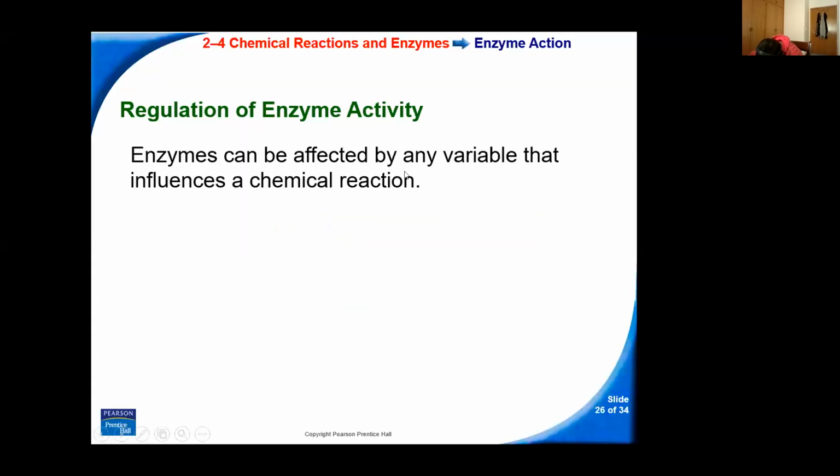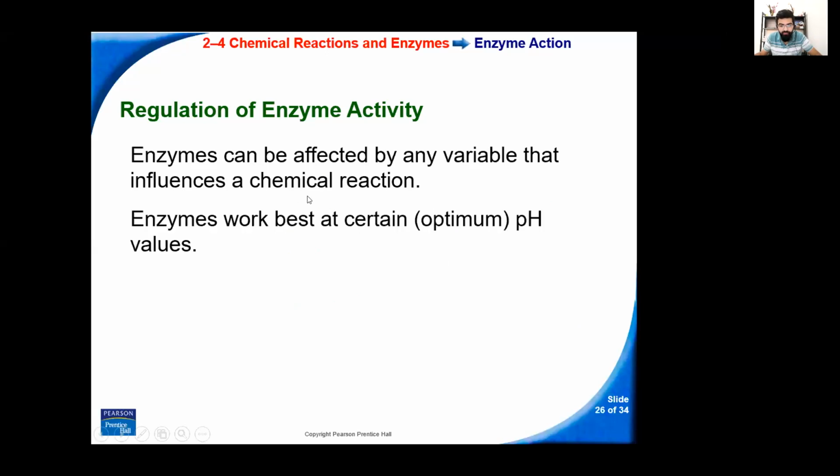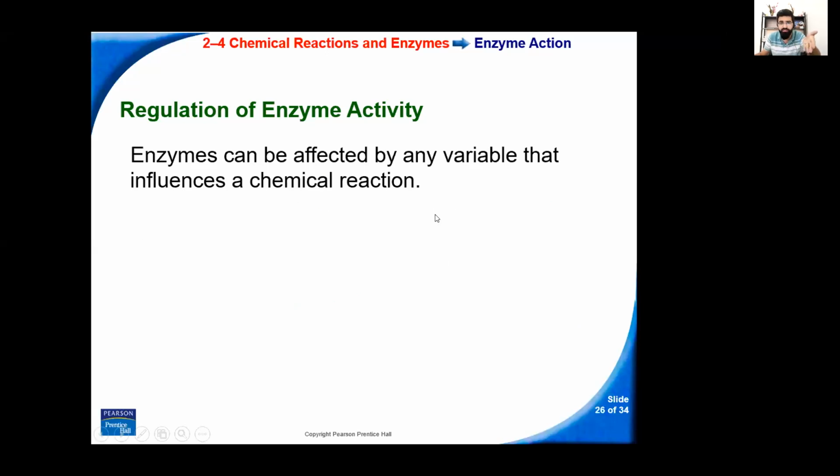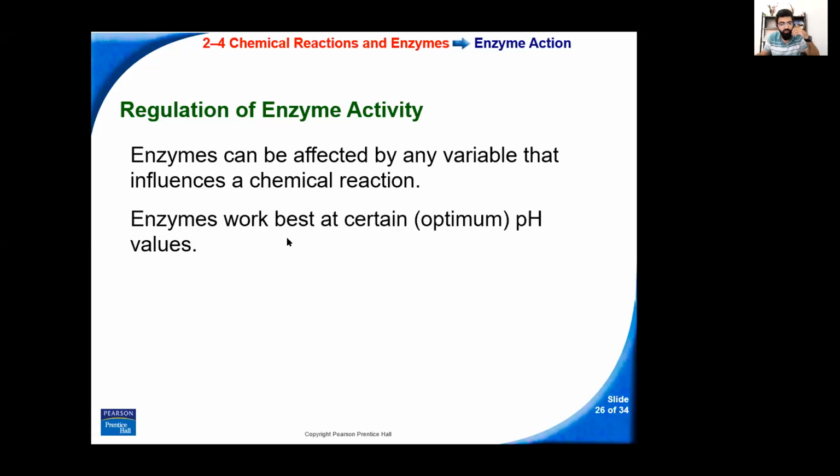First of all, regulation of enzyme activity. Enzymes can be affected by any variable that influences the chemical reaction, okay? And by the way, there are more factors than these that can affect the enzymes' work, but we are focusing on these. Enzymes work best at a certain optimum pH value. This is called optimum pH, which means the pH where the enzymes work best.